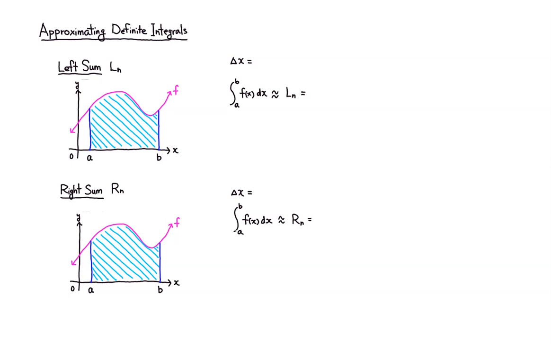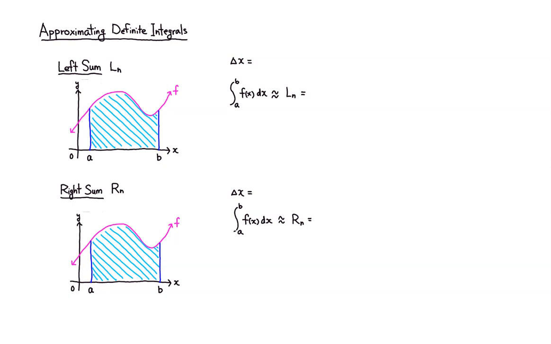All right, let's look at a couple of methods of approximating definite integrals. First one is called the left sum, and the second one is called the right sum. All right, so let's look at the left sum first.